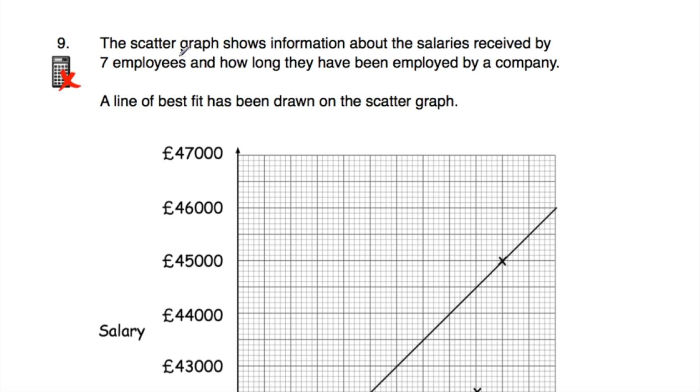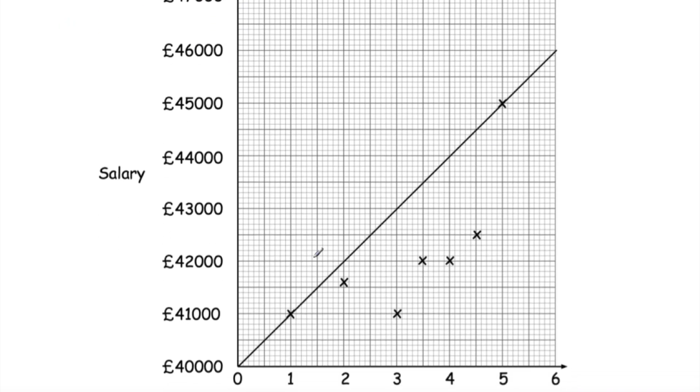So question number 9 says, the scatter graph shows information about the salaries received by 7 employees and how long they've been employed by a company. And a line of best fit has been drawn on the scatter graph. So we've got the scatter graph, it's got a line of best fit.